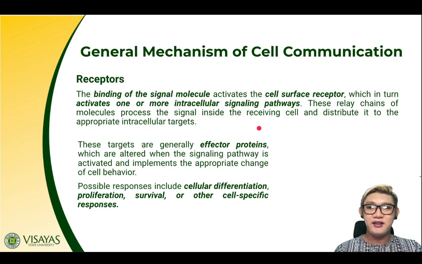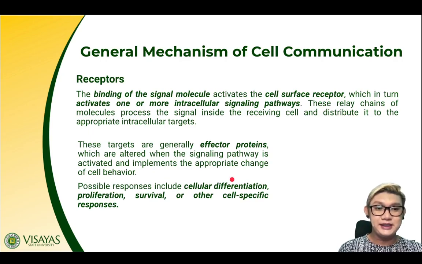So the relay chains of molecules process the signal inside the receiving cell and distribute it to the appropriate intracellular targets. These targets are generally effector proteins, which are altered when the signaling pathway is activated and implement the appropriate change of cell behavior. So, what could be the possible cell responses? Possible cell responses include cellular differentiation, proliferation, which is more on cell division, survival, or other cell specific responses.